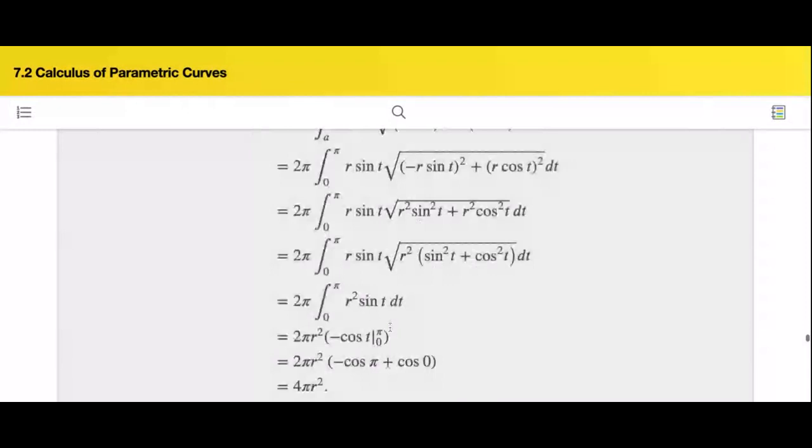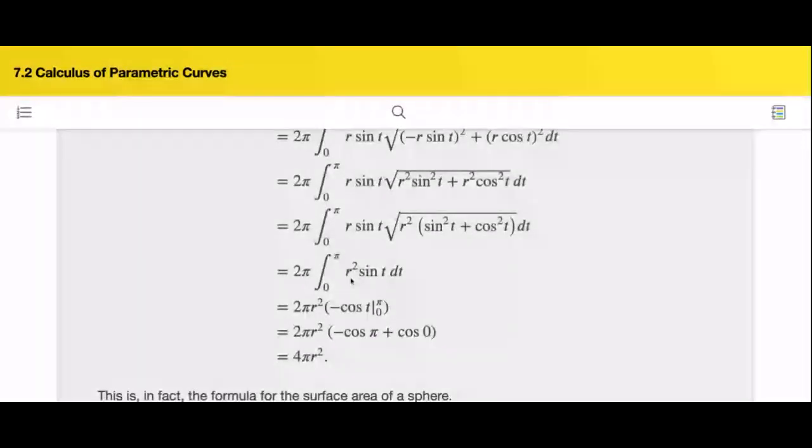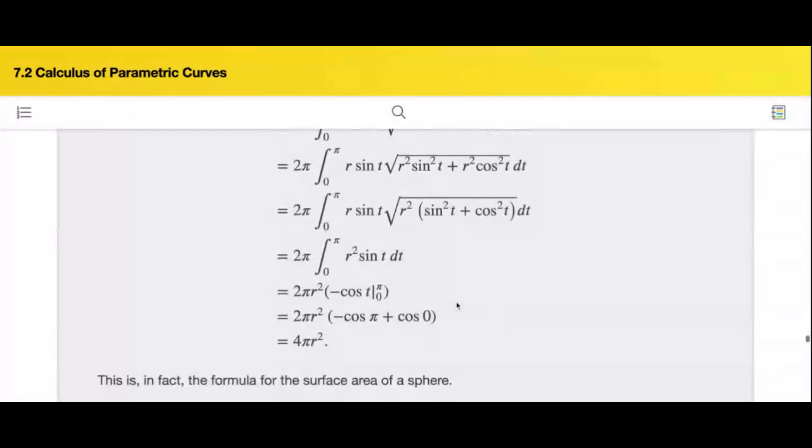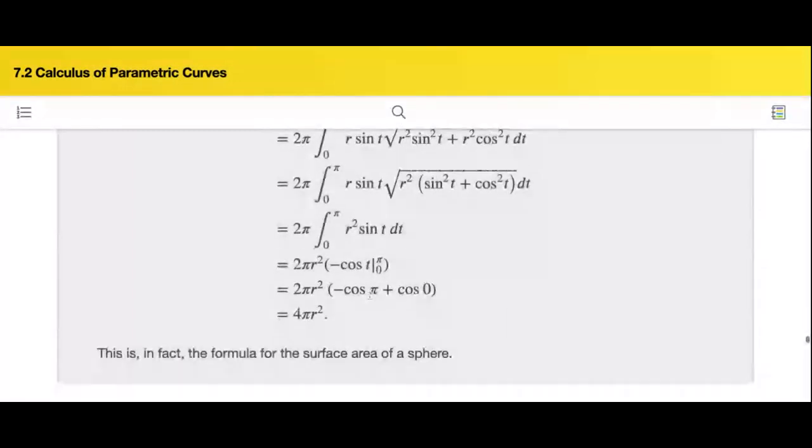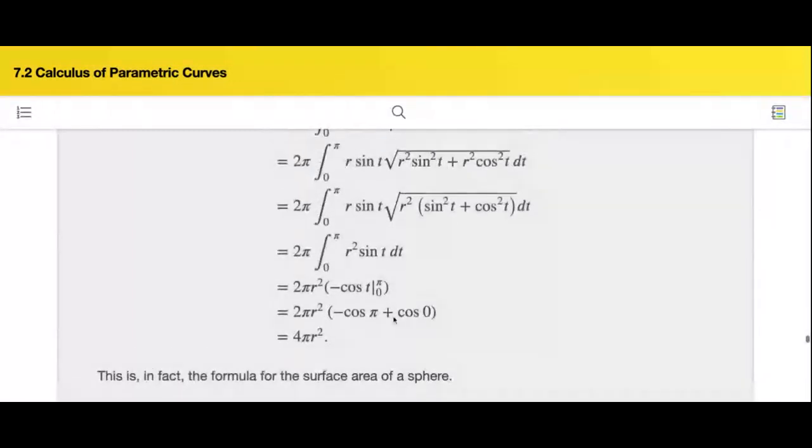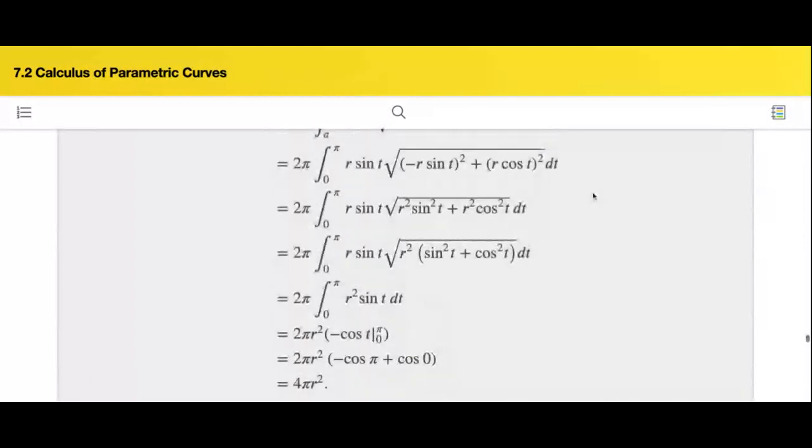Well, r squared is just a number, and sine t is a function of t. What's the antiderivative of sine t? We get negative cosine t. Evaluate from 0 to pi, we get 2. So 2 pi r squared times 2, we get 4 pi r squared. Does that help, Damon?